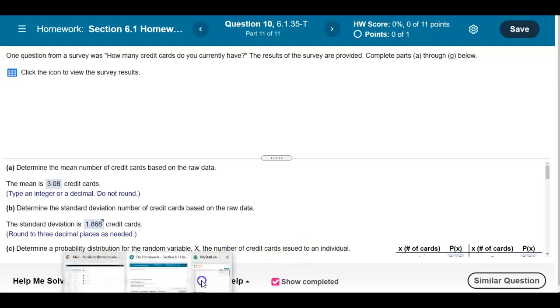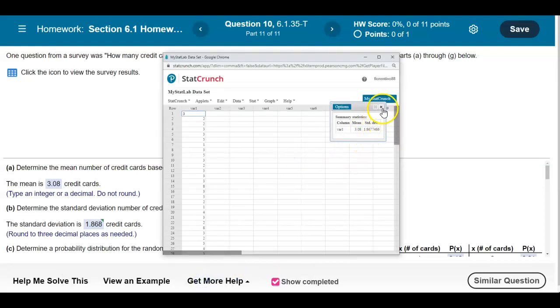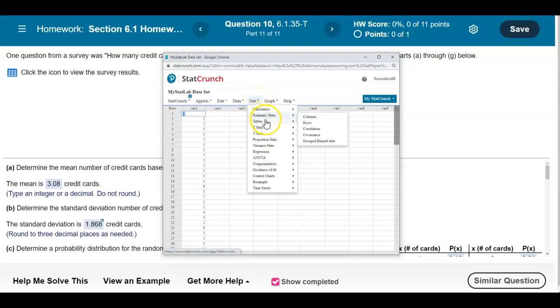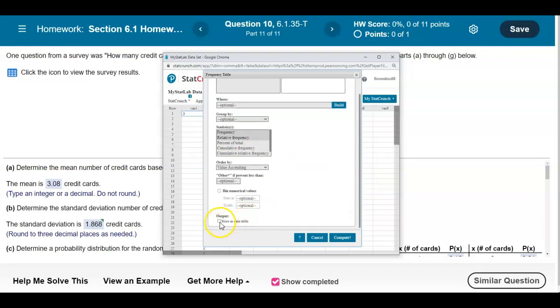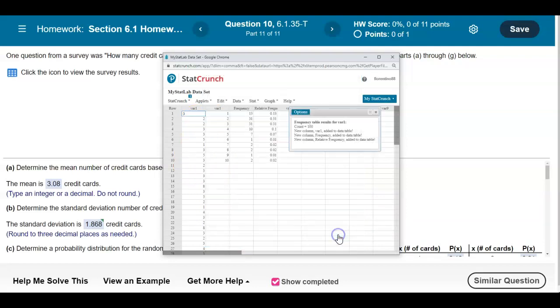So opening up StatCrunch, we're going to be able to use this information to create a frequency distribution. Okay, so by doing that, we're going to go to Stat, and then we're going to go to Tables, and then we're going to select Frequency. Now we're going to go ahead and use the first column here. And what we want to do is create a frequency and a relative frequency. Since both are highlighted, we want to make sure it's stored in a table so that we can put it into our columns. So let's go ahead and select Compute.